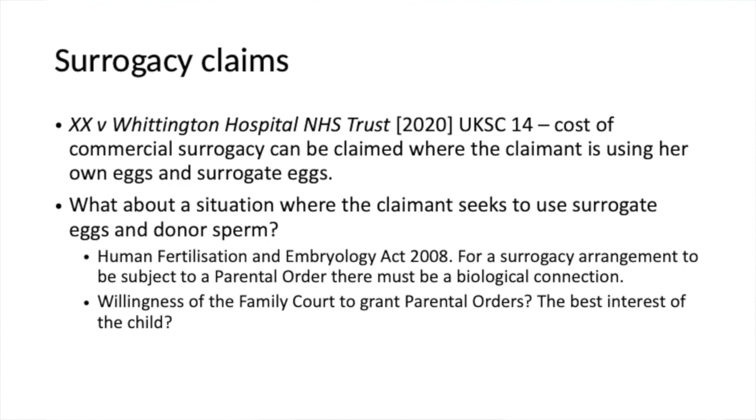For a surrogacy arrangement to be subject to a parental order, there must be a biological connection. So there is a distinction, importantly, between instances where there is a connection to the claimant or the claimant's partner and a case where there is no connection at all, with donor eggs and donor sperm. You'd have to question the willingness of the family court to grant the parental orders and whether or not it's in the best interest of the child. So that's an interesting area that I'm sure will be the subject of litigation going forward.